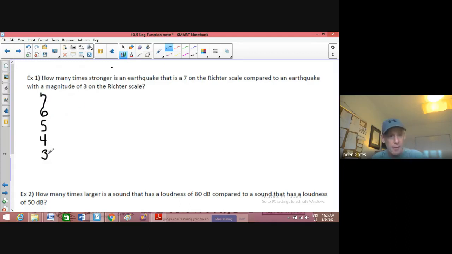Now, the difference here is we look at the jumps that you're making. From 3 to 4 is 1 jump. Then 4 to 5 is 2, 3, and there are 4 jumps there. Now, here's the thing: I'm not going to say that a 7 is 4 times bigger than a 3. That's not true, because the Richter scale is logarithmic. Every time you go up a level, up 1, it's 10 times stronger. So a 4 is 10 times stronger than a 3.